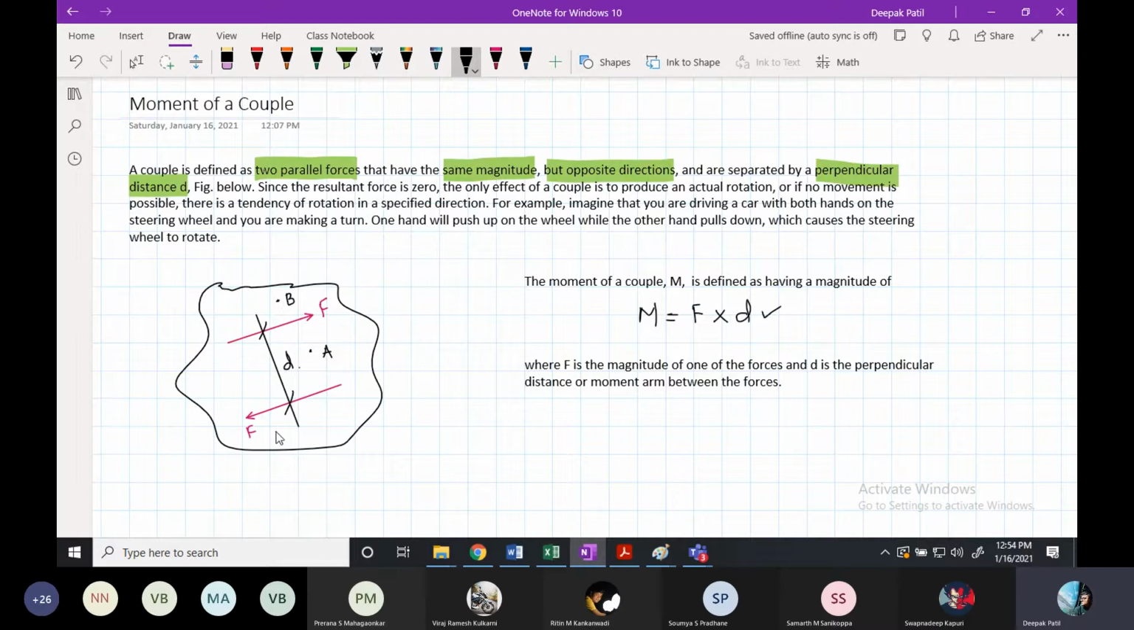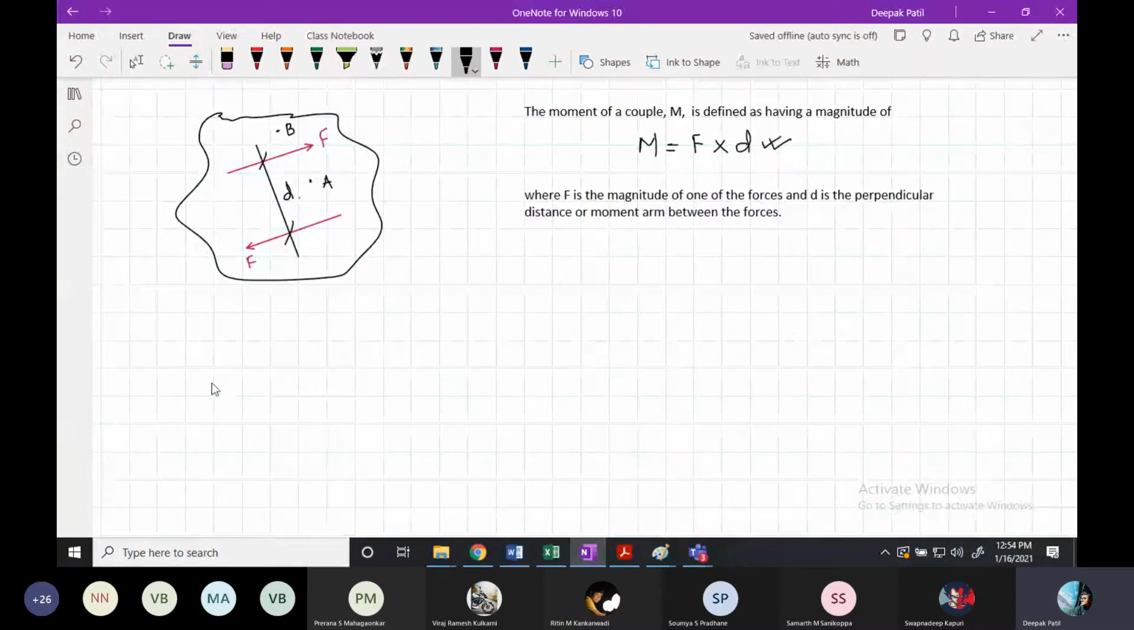Suppose let me take one more point, say point C here. Point B and point C are the same. Let me not neglect that point. Now point A and point B are the two points on the body. Now I can prove that the moment of the couple because of these two forces at these two points will be the same, and its value will be M equal to F into D. Now let me demonstrate that.